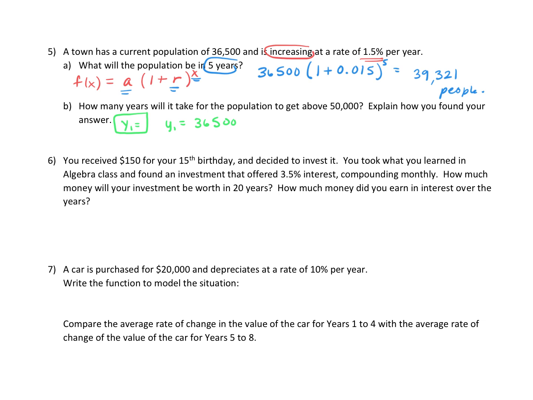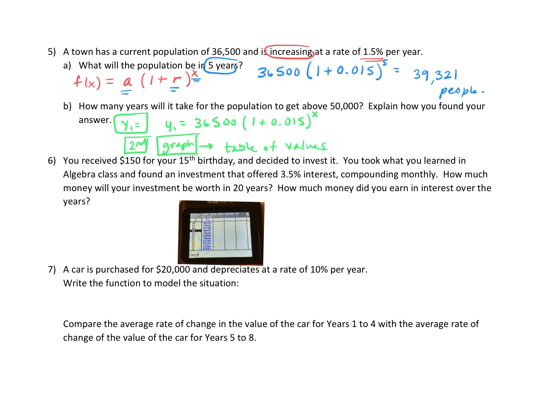36,500, too many zeros, there we go, times 1 plus 0.015 to the power of x. And then what I want to do is, I don't want to graph it, but if we hit second and then graph, that's going to give us a table of values. And I can use a table of values to help answer this question. All right, so we'll see how clearly we can see this.